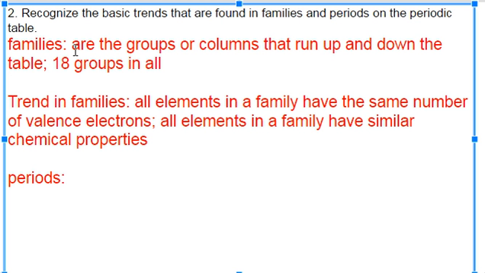So if one member in a family is explosive in water, then all the members of that family will be explosive in water. Some of them might be more explosive than others, but they're all going to be explosive in water. If one member of the family has a low melting point, probably all the members of the family are going to have low melting points. So you'll see similar properties. Actually, that was a physical property, but you'll see similar chemical properties.